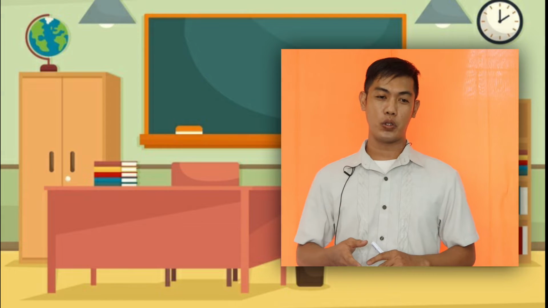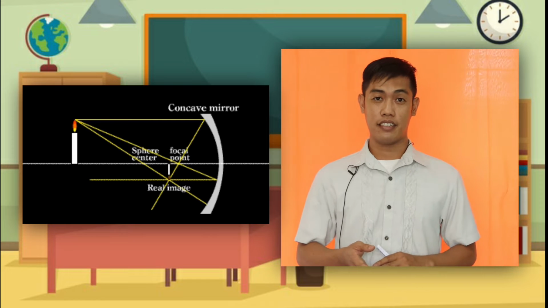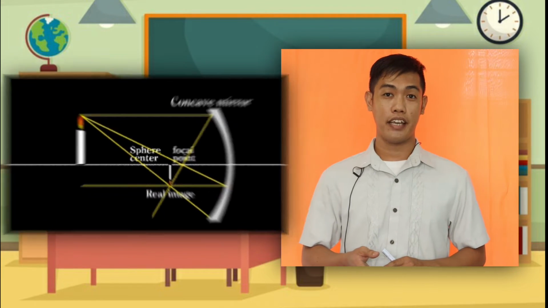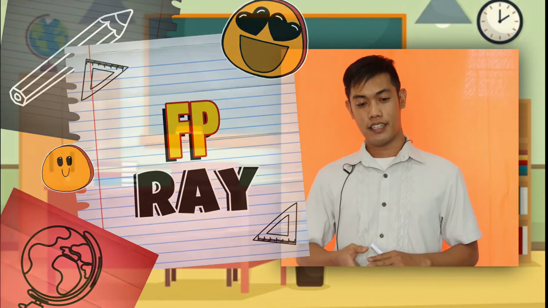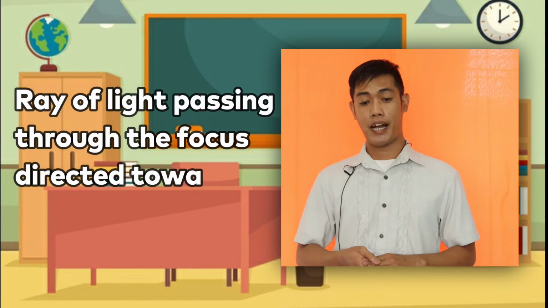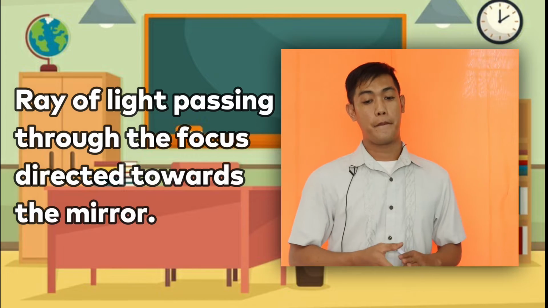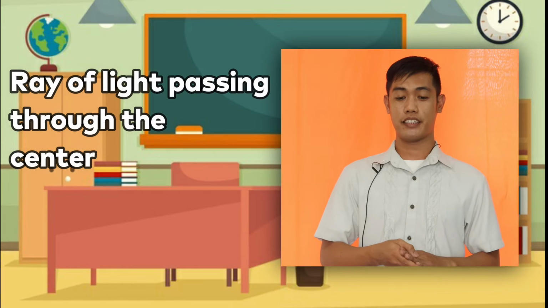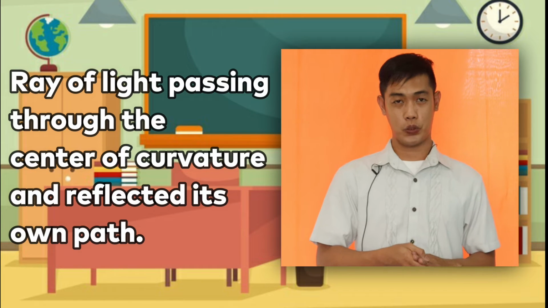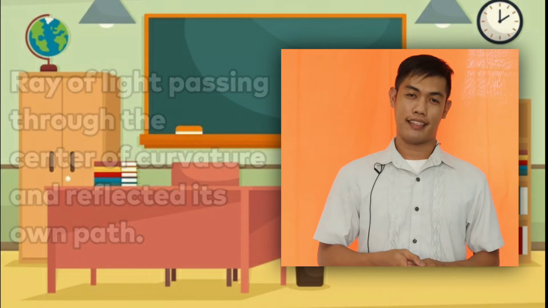Later, we are going to do some ray diagramming of how this ray strikes a curved mirror, specifically a concave mirror. Next, we have the FP ray. This FP ray is a ray of light passing through the focus directed towards the mirror. Then we have the third ray, the CC ray. This ray of light passes through the center of curvature and is reflected along its own path.